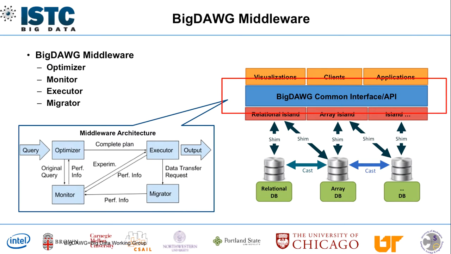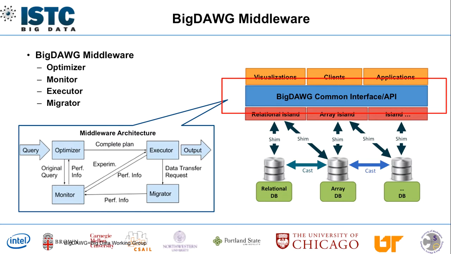In the middle of the BigDAWG architecture is the BigDAWG middleware. And the BigDAWG middleware consists of four pieces. There's an optimizer, a monitor, an executor, and the migrator. A user, who is developing a visualization, client, or application, issues a query to the BigDAWG common interface. This goes to the optimizer, which works with the monitor to determine the optimal query plan for a particular query.